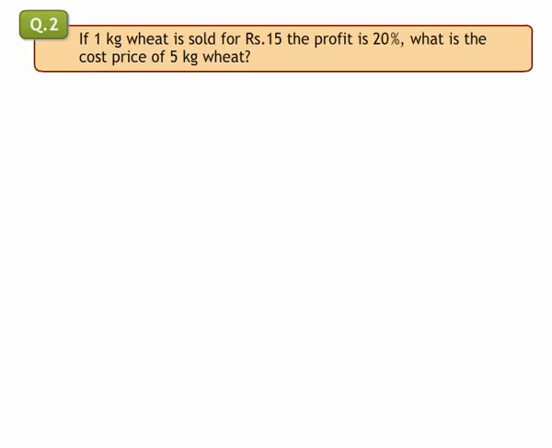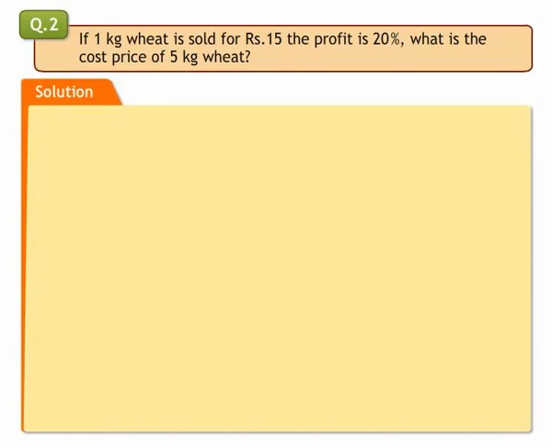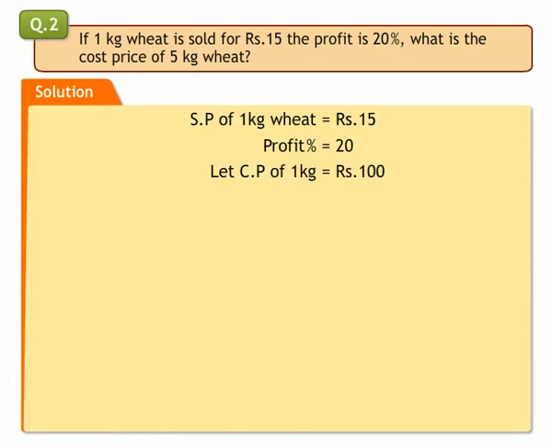2. If 1 kilogram wheat is sold for rupees 15, the profit is 20%. What is the cost price of 5 kilograms of wheat? Solution. Selling price of 1 kilogram wheat is 15 rupees. Profit percent is 20. Let cost price of 1 kilogram be rupees 100. Selling price will be 100 plus 20, that is 120.